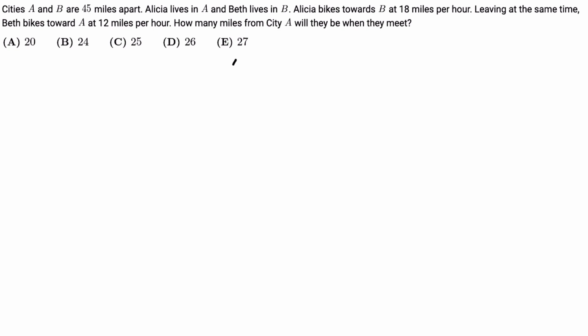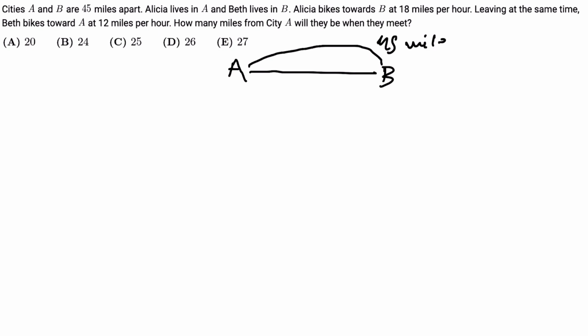So we have two cities, cities A and B, and they're separated by this distance over here, which is 45 miles. What we know is that Alicia, who lives in city A over here, bikes towards B at 18 miles per hour, and Beth, who lives in city B, bikes towards city A at 12 miles per hour. So that means that when they meet, it must be at some point. Let's say it's this point right here.